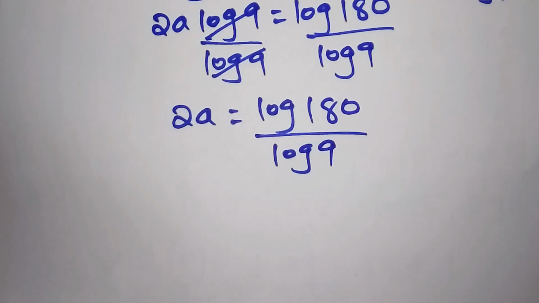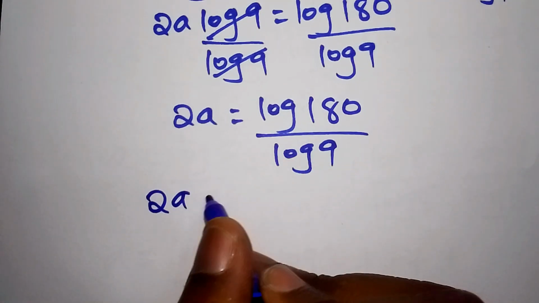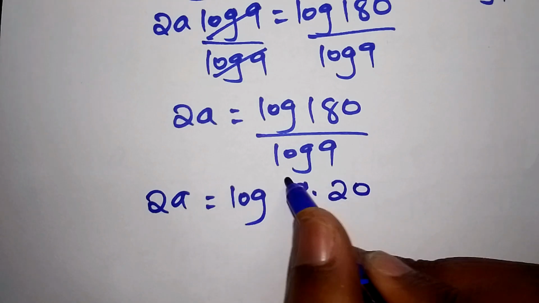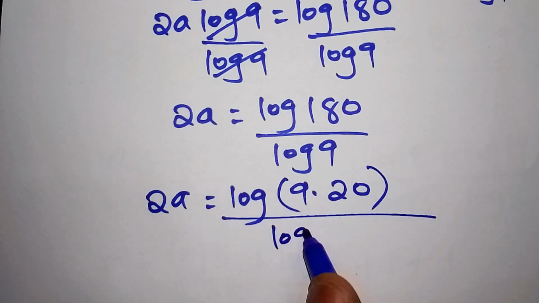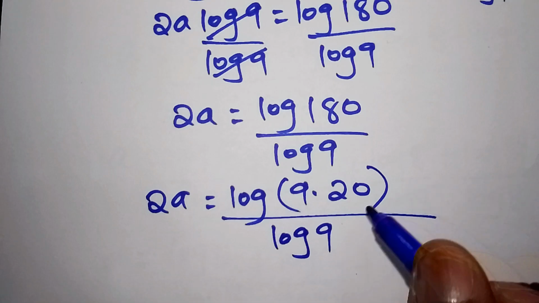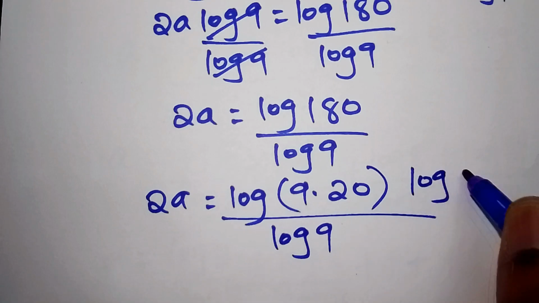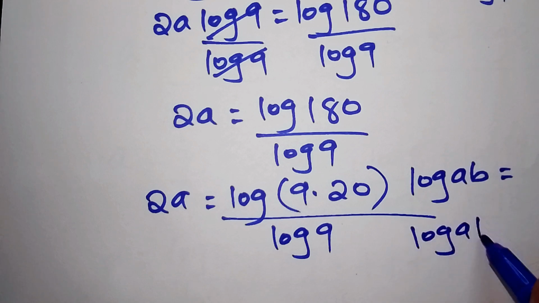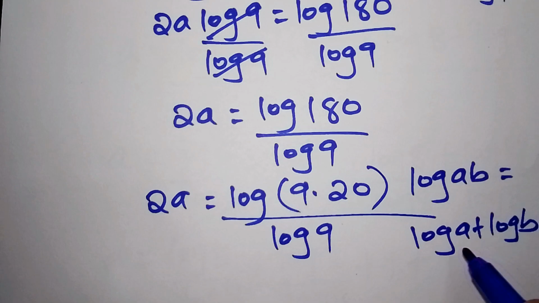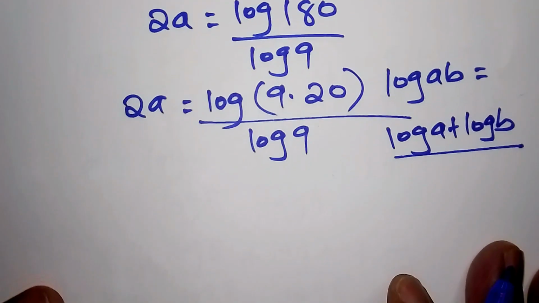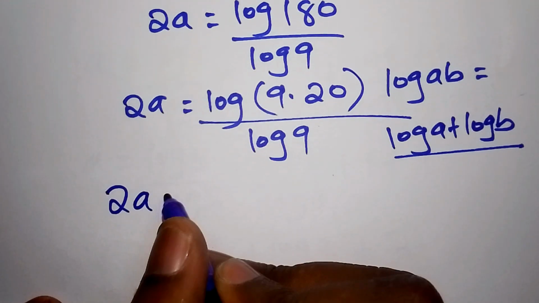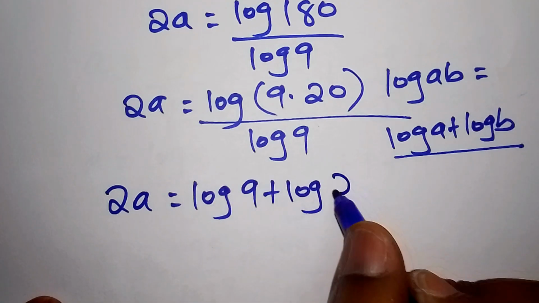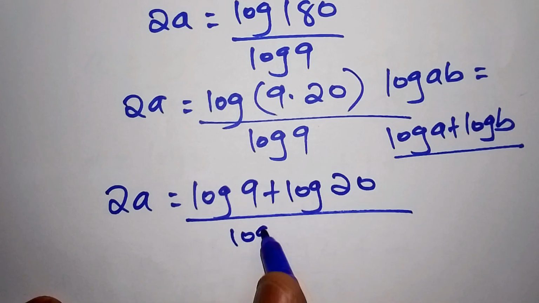The next step: 2a in this case is equal to the log of 180, which can be written as 9 multiplied by 20, in brackets, all over the log of 9. According to the law of logarithms, let me take you back. When you have, for example, the log of a multiplied by b, this can be written as the log of a plus the log of b. Since we now understand this, we can write it as 2a is equal to the log of 9 plus the log of 20, all over the log of 9.